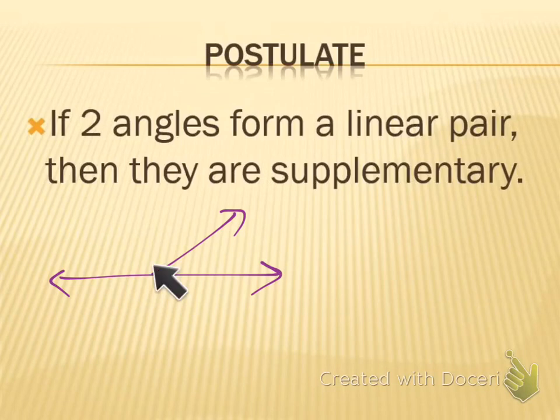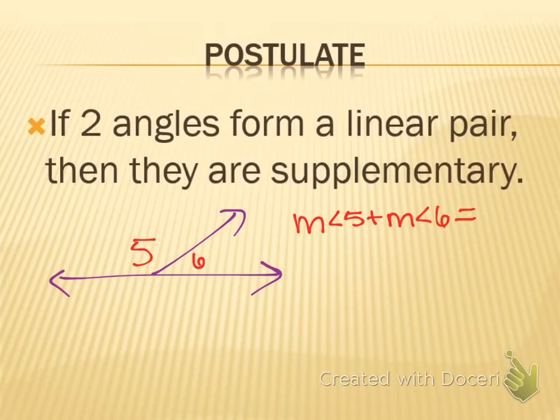We've done this already. If we were to add up these two angles, we could call them 5 and 6 again like we did last time. We knew before today that the measure of angle 5 plus the measure of angle 6 equals 180 degrees because we talked about straight angles having a measure of 180 degrees. So this postulate really is not anything new. It's just a more formal way to state it.